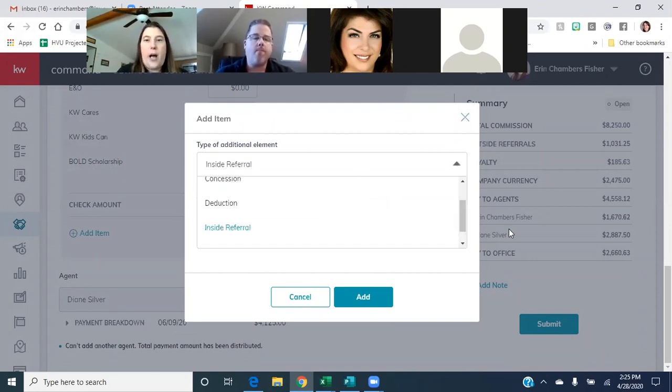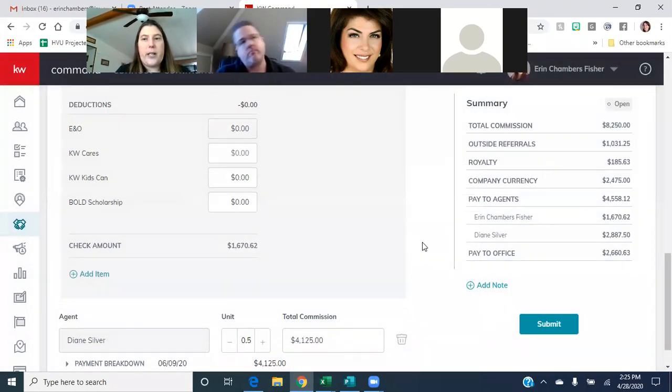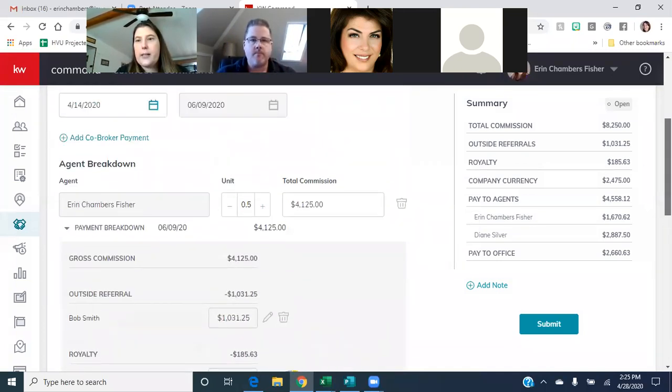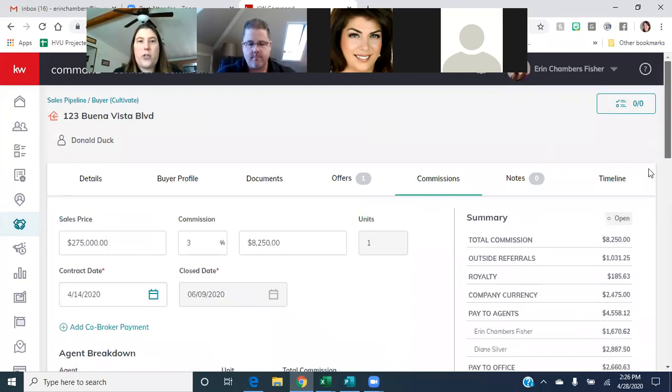If you're getting a bonus or any sort of deductions or anything like that, you can put those kinds of things in here too. If you happen to be getting a bonus, you could put the bonus in here on a particular thing. So then you'll have all the information here. And now you'll see over here on the right-hand side, there's a summary. It's going to show you what your total commission is, what you're paying out in a referral, a summary of your royalty, your company dollar, and what the agents are being paid, and then pay to office. So you'll have a summary here of what is going on your transaction.